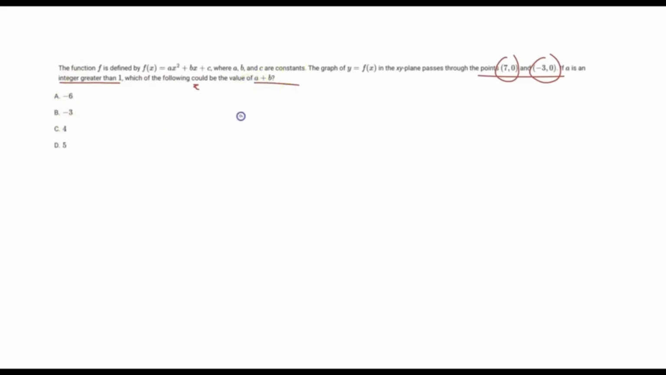So first off, let's just write what we know. We know f of x is our function, and a is an integer greater than 1, except we don't know what it is, so let's just write a to represent it. However, what we do know are the roots, and that is 7, 0, and negative 3, 0. When you have these coordinate points as solutions, you can rewrite them in their factored form. So 7, 0 can be rewritten as x minus 7, because when you set this equal to 0 and solve, you get positive 7. And negative 3, 0 can be rewritten as x plus 3.